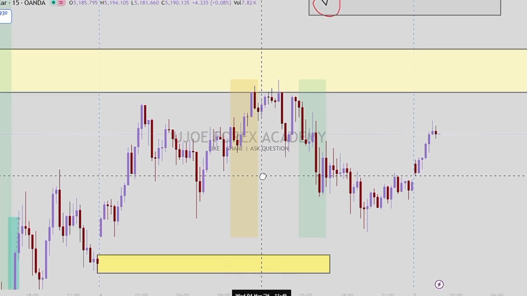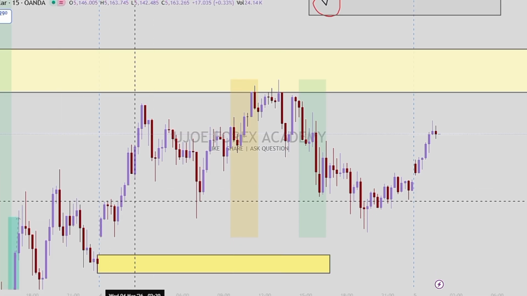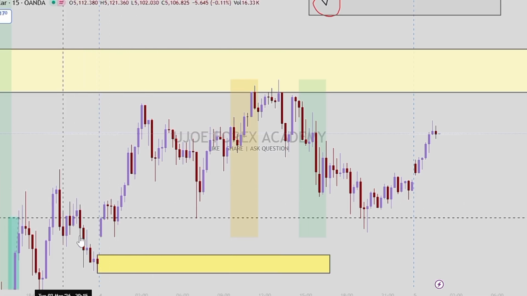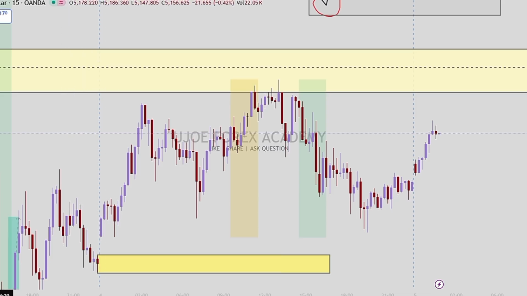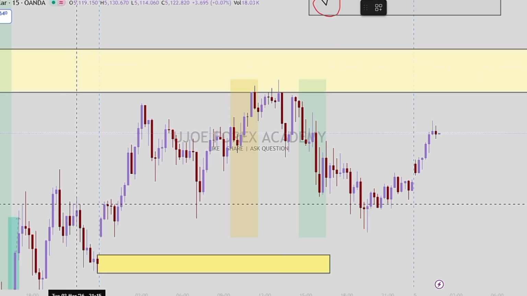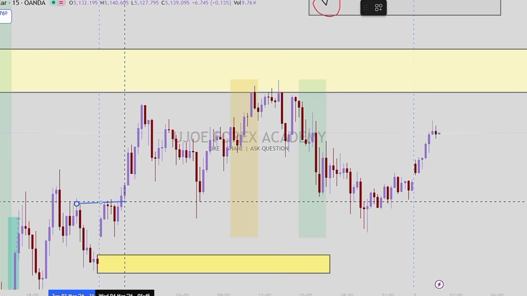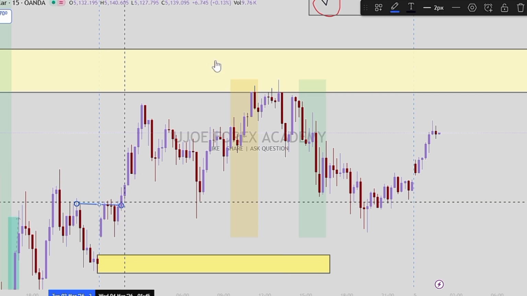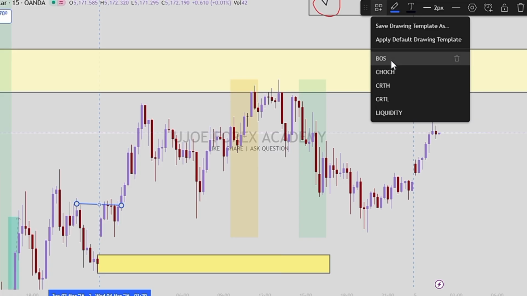All right, so I just spotted one. As you can see, this is one. This is another order block here. You can see the change in character. This is actually a breakout structure. As you can see right here, this is a breakout structure. So we have to name it after what it is, as breakout structure.